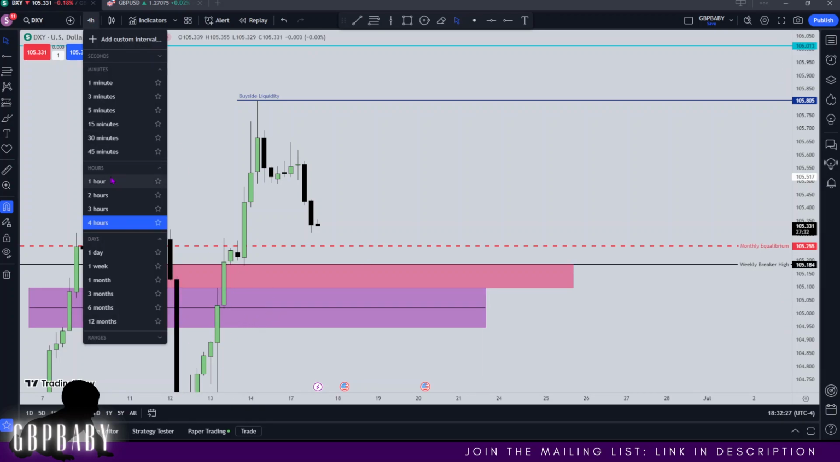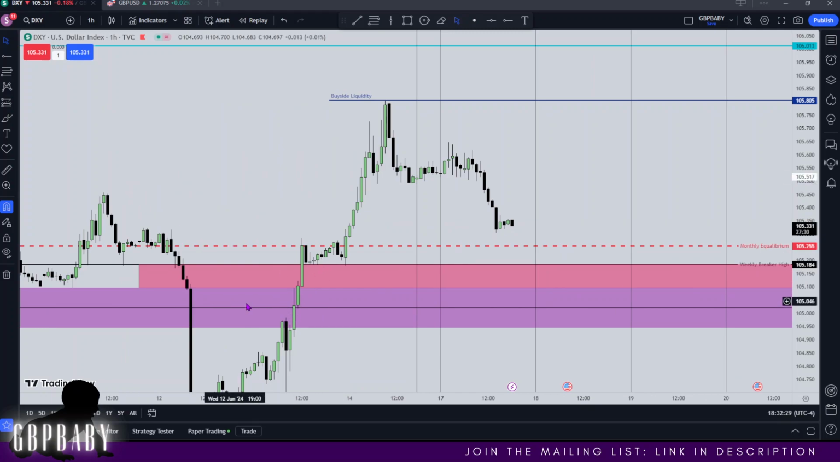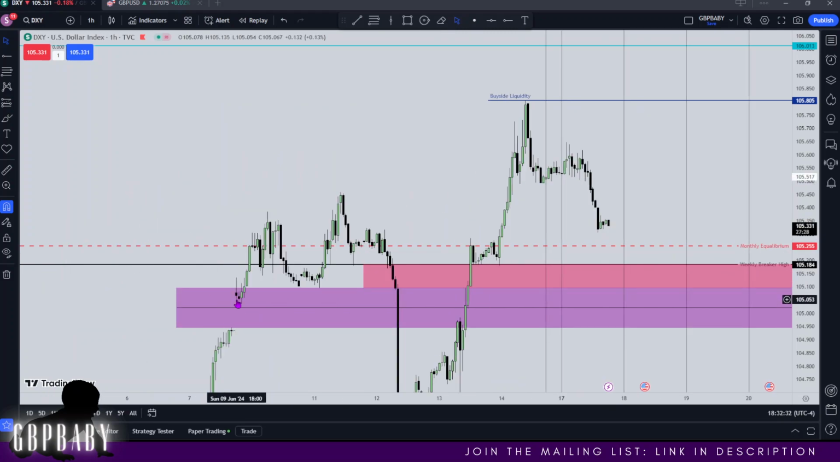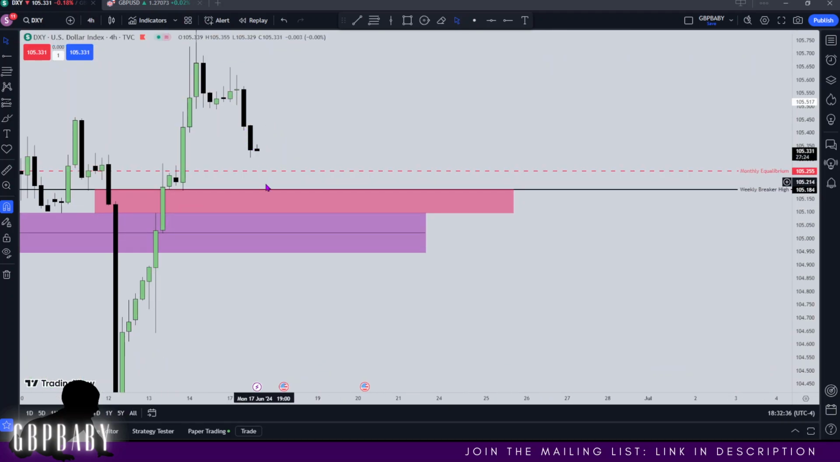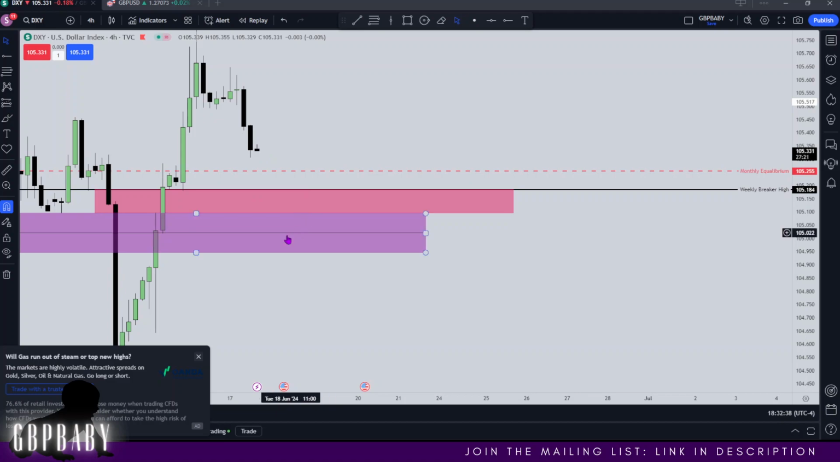Is it on the 1 hour? Let me see. Okay, so the gap's disappeared. Oh no, it's not. There it is. We'll talk about that on the 4 hour time frame. But what I'm saying is that as price comes down, I'm looking for a reversal to happen within this range. So I want to see this fair value gap get filled first.